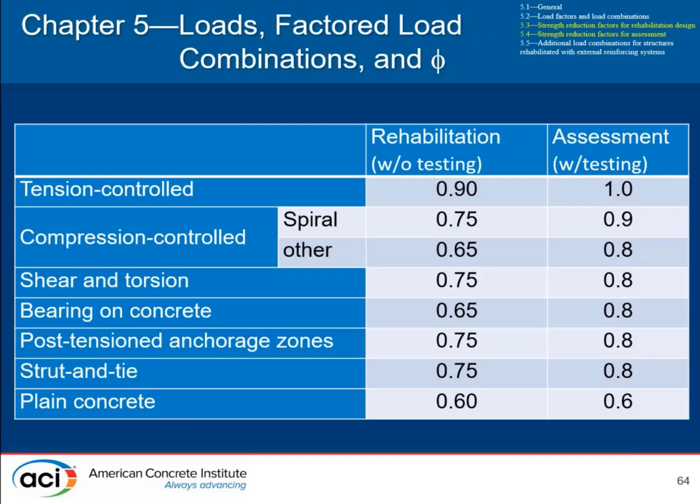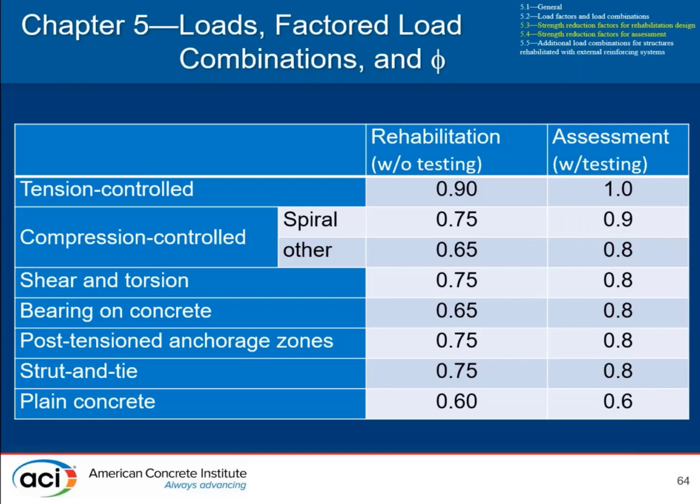Chapter 5 provides two sets of strength reduction factors. The more stringent values, shown in the center column, apply when designing rehabilitation or when conducting an assessment using material properties and member dimensions that have not been confirmed in the field. If you have done field work to obtain material properties and confirmed as-built member dimensions and reinforcement locations, if you verified those as defined in Chapter 6 of 562, the strength reduction factor shown in the right-hand column may be used.